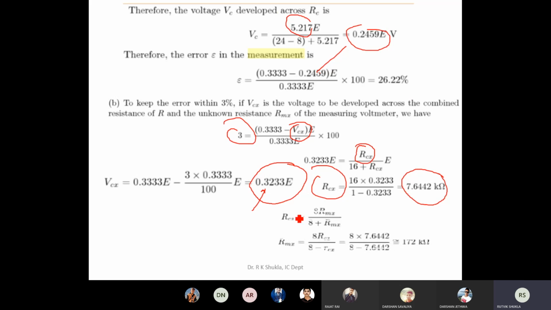So RCX is equal to RM into RMX 8 into RMX upon 8 plus RMX. પહેલા 8 into 15 upon 8 plus 15 કર્યું હતું. આમાં થોડું અલગ કરવાનું. RM ને સૂત્રનો કરતા બનાવી. It takes on left side. RCX goes on right side. If you solve this particular equation by putting this value over here, you came with this particular figure. It is called 172 kilo ohm. That is your internal resistance of voltmeter.